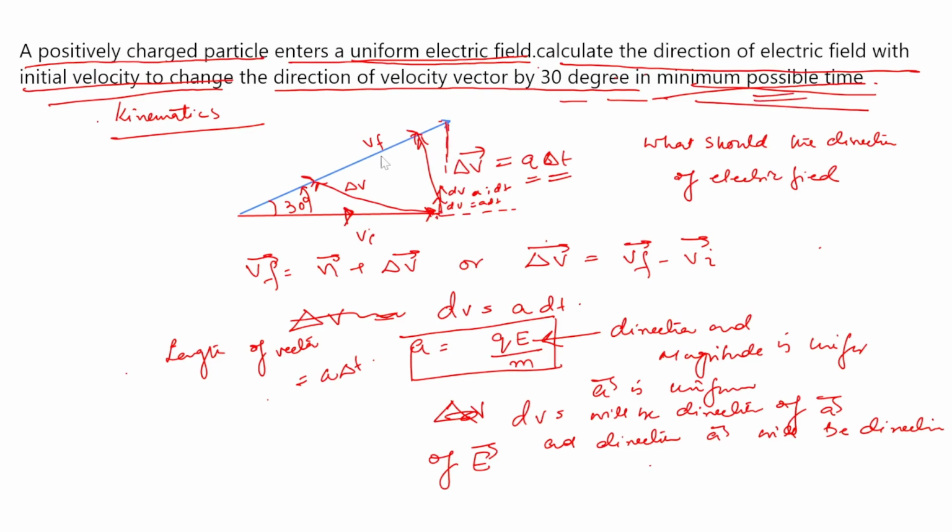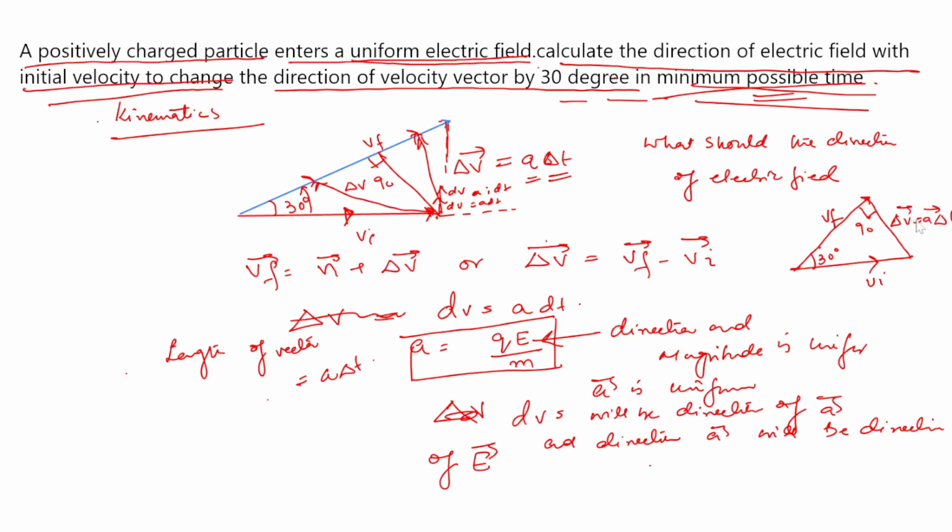That means we have to reach up to this point by the shortest path. The shortest path is perpendicular from this point, so this angle is 90. This is our final velocity vector, and this is our shortest path, which is 90 degrees here. This is 30 degrees. This was our initial velocity vector. This is our final velocity vector. This is delta V, which is equal to A delta T.